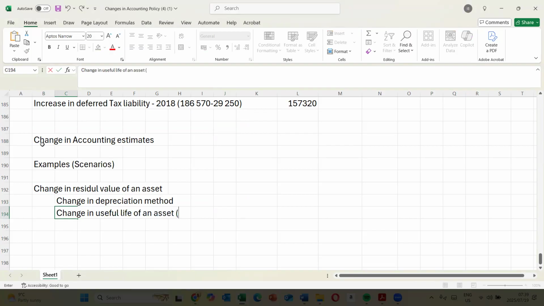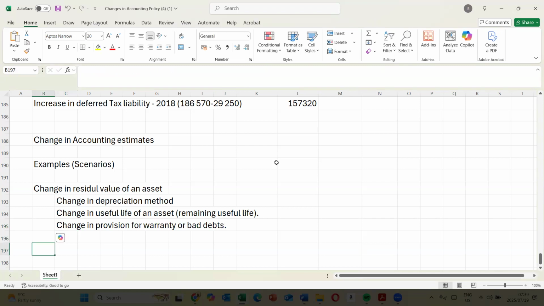So they tell you that the remaining useful life of an asset has changed. In this case, we call this change in accounting estimate. Change in provision for warranty or bad debts, we also call this the change in accounting estimates.